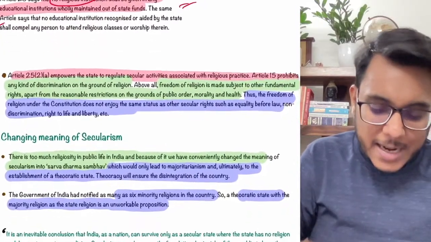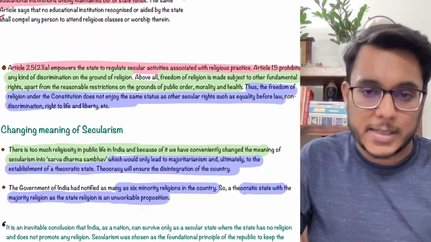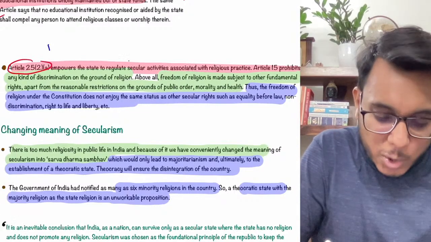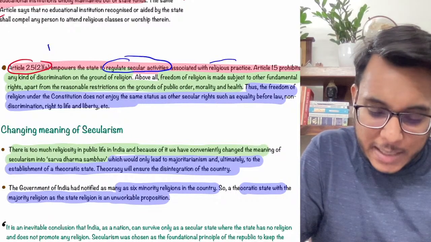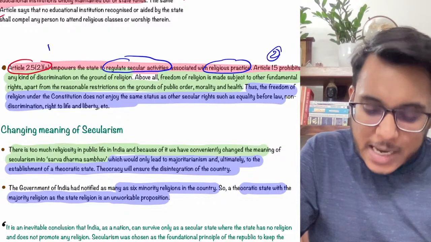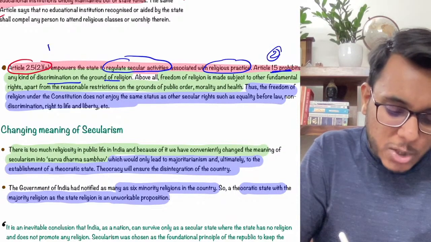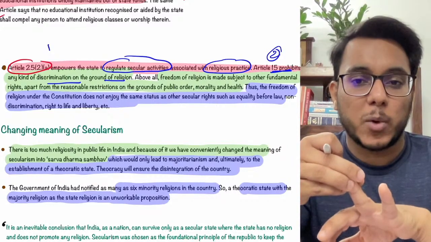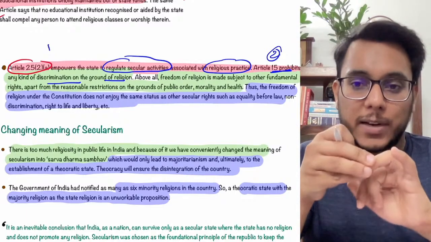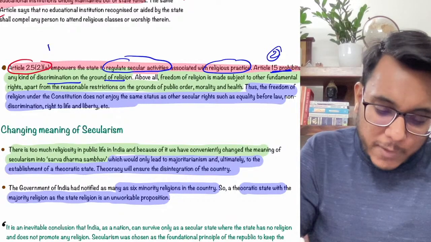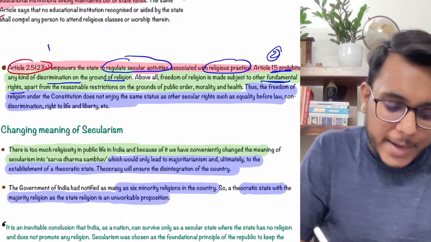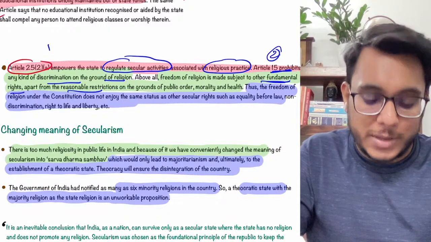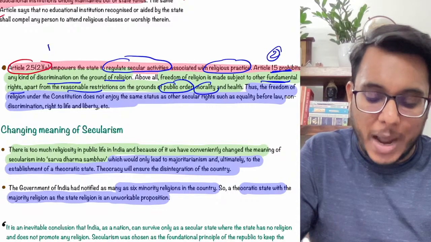But guys, in India, the right to religion is different from other fundamental rights. Article 25, see one by one. Article 25, number 1, empowers the state to regulate secular activities associated with religious practices. Number 2, there is Article 15, which prohibits any kind of discrimination on the grounds of religion. So number 1, religion can be regulated. Number 2, Article 15 provides that discrimination cannot be there in the name of religion. Then, the freedom of religion is subject to other fundamental rights and reasonable restrictions. For example, your religion must not impact public order, morality, and health.